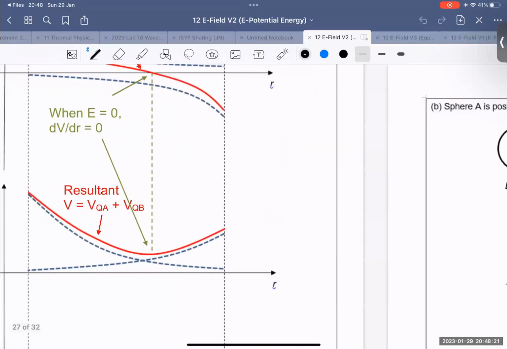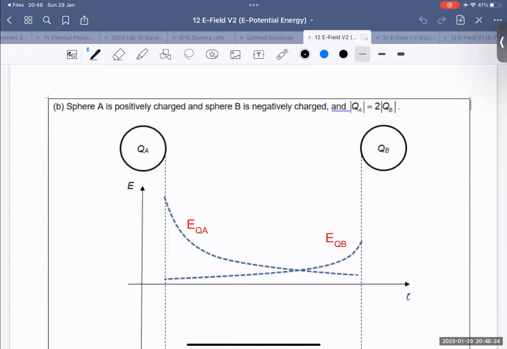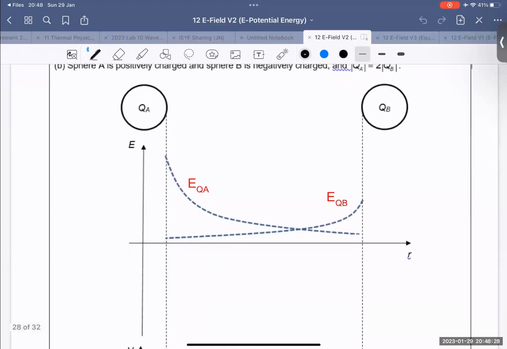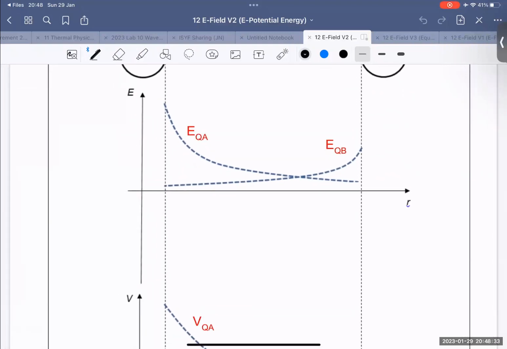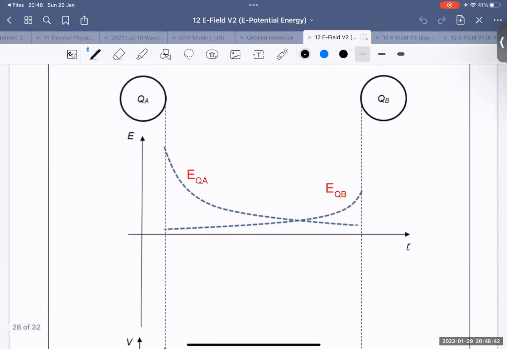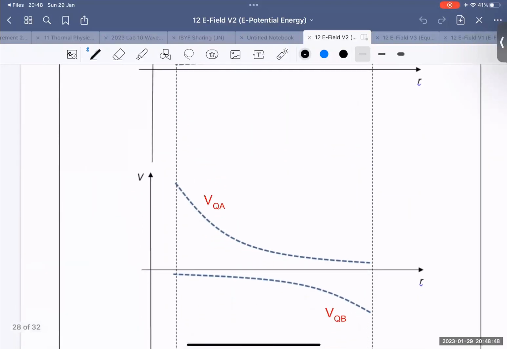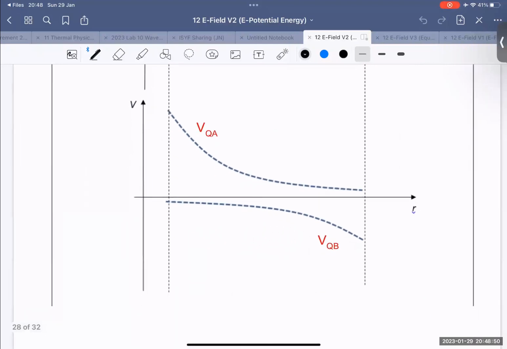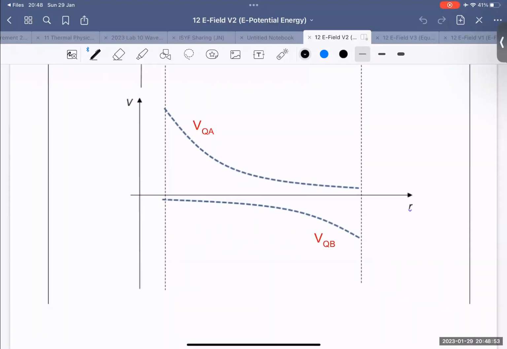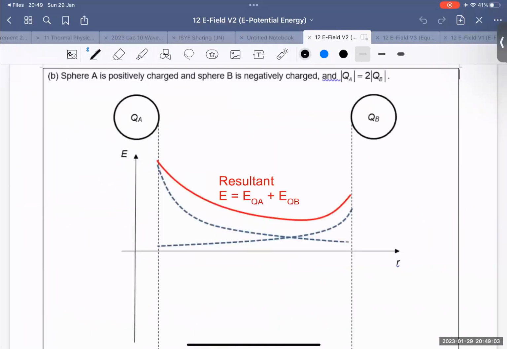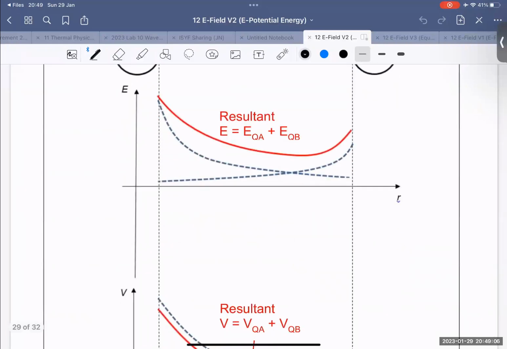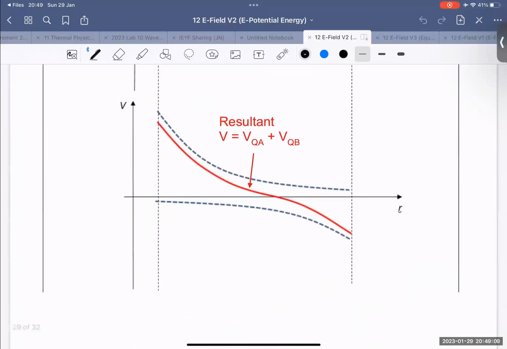Next we look at A positively charged and B negatively charged. In this case, the electric field line looks like this. EA is positive because the electric field is pointing to the right. EB is also pointing to the right because QB is negative. Now for the potential, VA is positive because charge QA is positive. VB is negative because charge QB is negative. So the resultant will look like this for the electric field and like this for the potential.